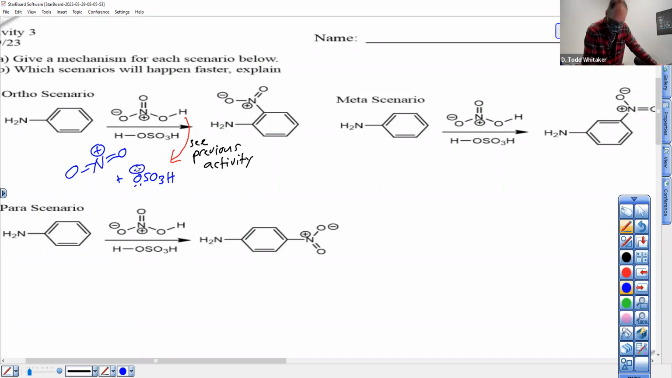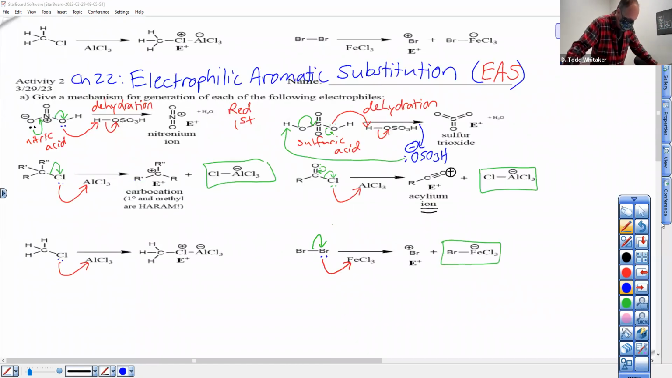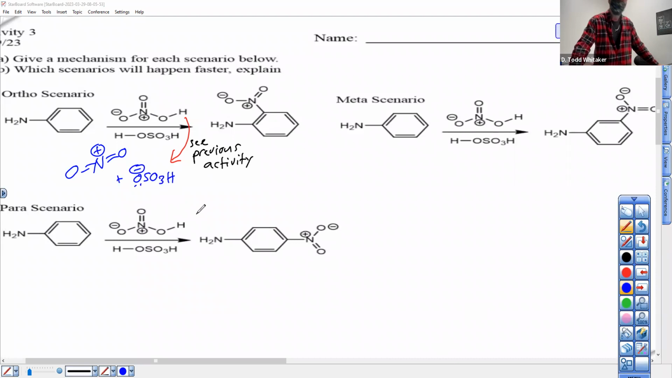You want a reminder? We were here. You made this react with that, and I didn't write it, but you do get OSO3H negative from that mechanism you showed. There it is. So you would redo that mechanism. I'm going to use that combination on every example here.